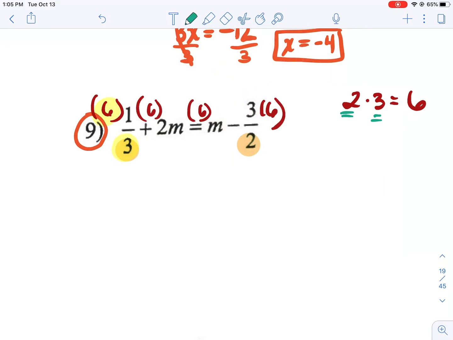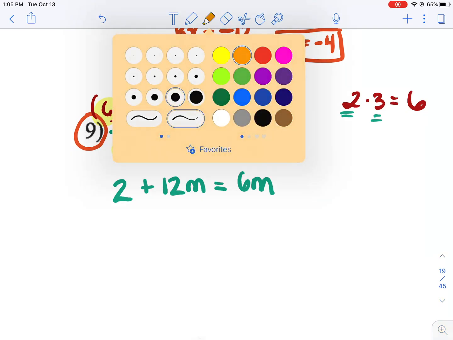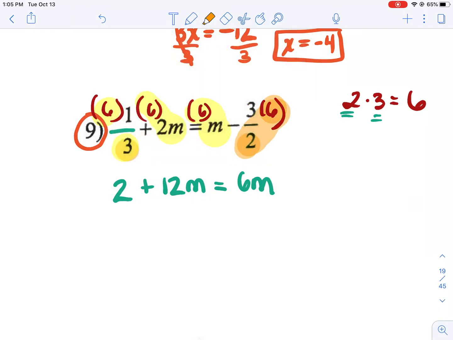6 divided by 3 is, remember, here's our division sign, is 2. And then here, 6 times 2n, I'm going to bring my plus down, is 12m, equals 6 times m is 6m. And I'll get a different color. And then same thing here, we have 6 and 2. So 6 divided by 2, right, here's our division. Or you could actually do this whole thing at once if you guys wanted.